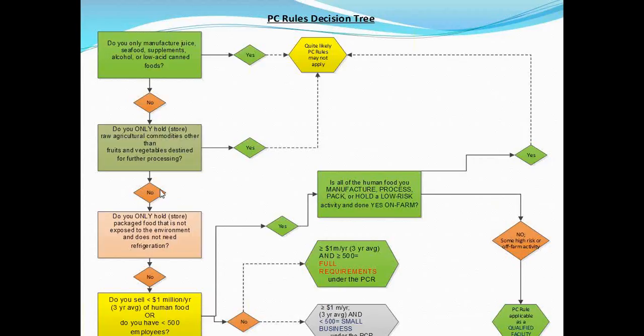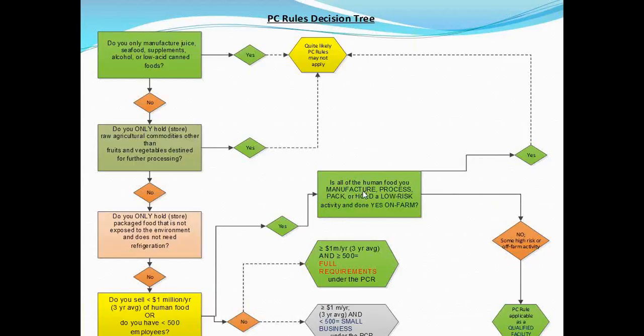Then if the response is no, the third question is, do you only hold or store packaged foods that are not exposed to the environment and do not need any refrigeration, that is, ambient storage? If it is yes, then the preventive control rule is not quite applicable to you. On the other hand, if your response was no, ask a question. Do you sell food products for less than 1 million per year? And this 1 million should come from the average of the last 3 years. Or do you have less than 500 employees? If it is yes, then go here.